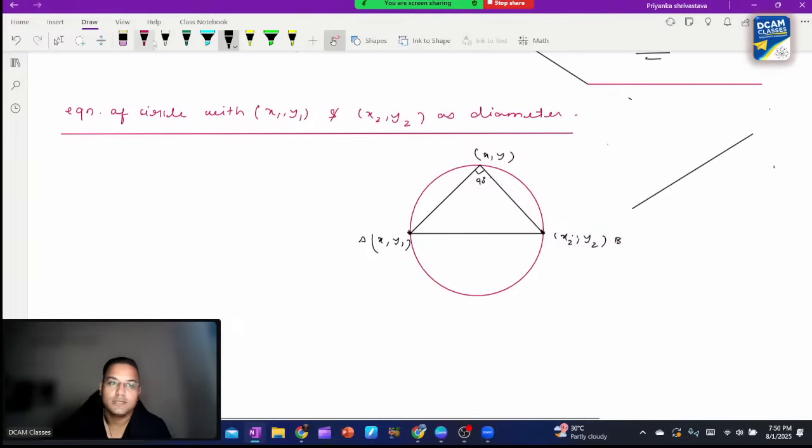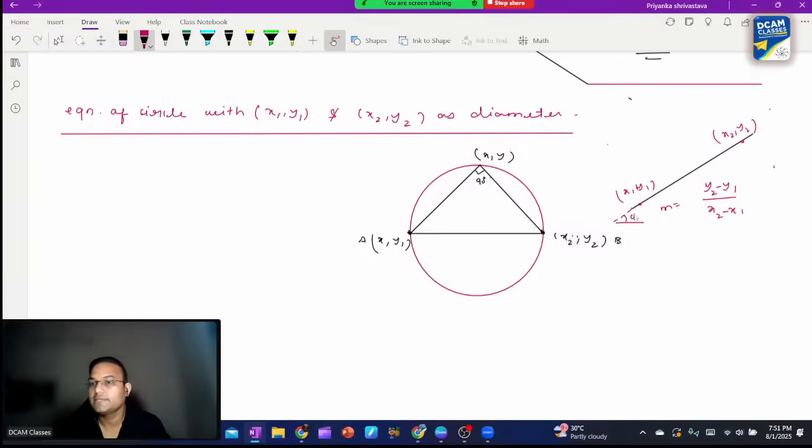Now for Diva and Kanishka, there is a thing that whenever there is a line with two points lying on it, x1, y1 and x2, y2, the slope of that line is given by (y2 minus y1) by (x2 minus x1). And what is slope? The angle which this line makes with the x-axis; tan of this angle is the slope.